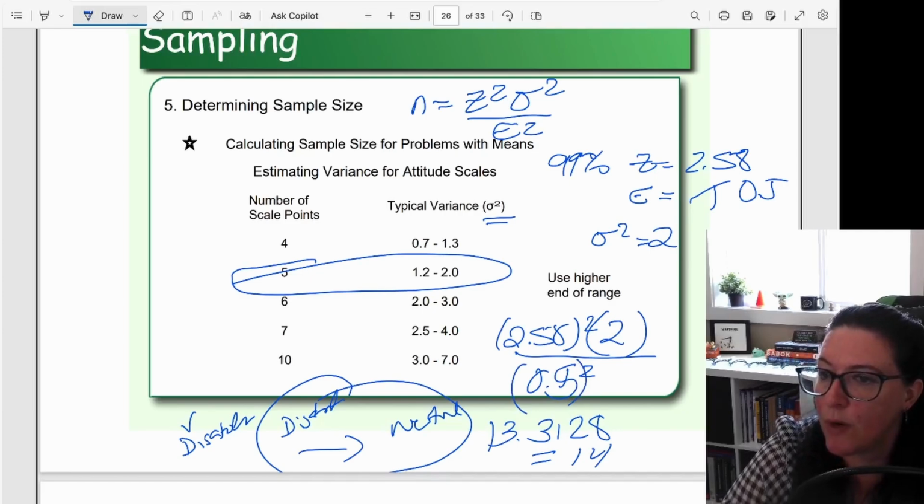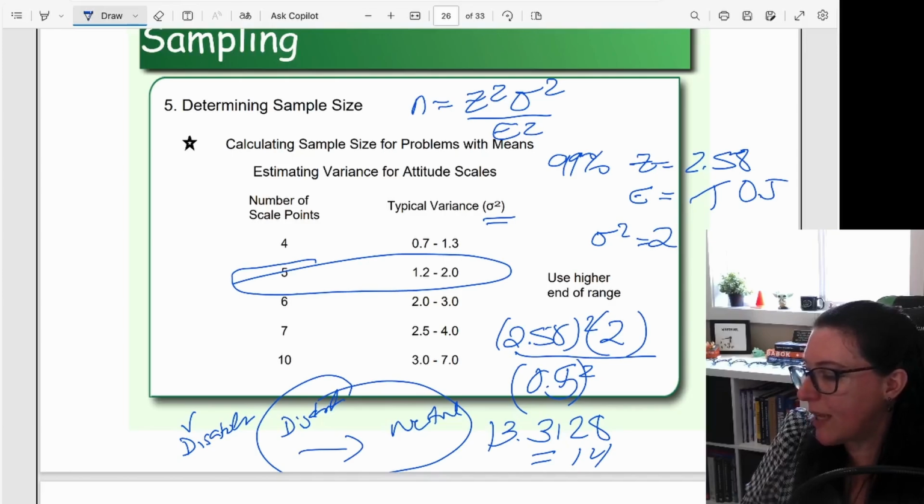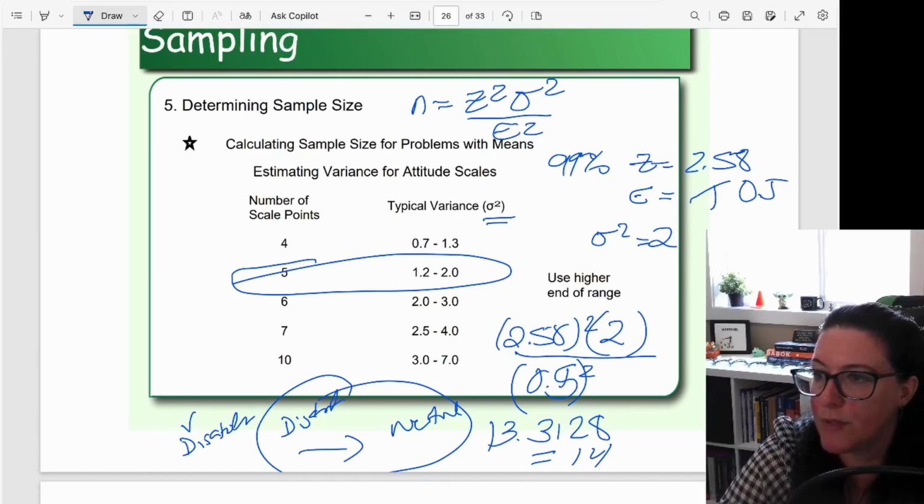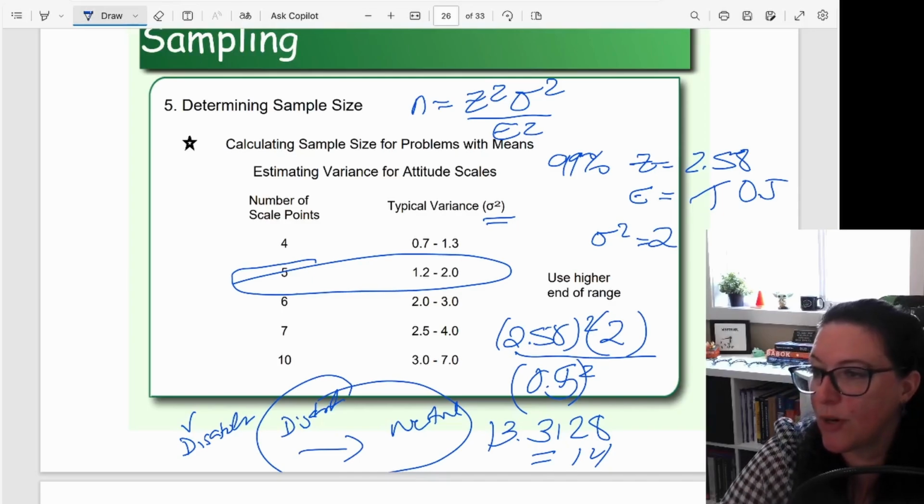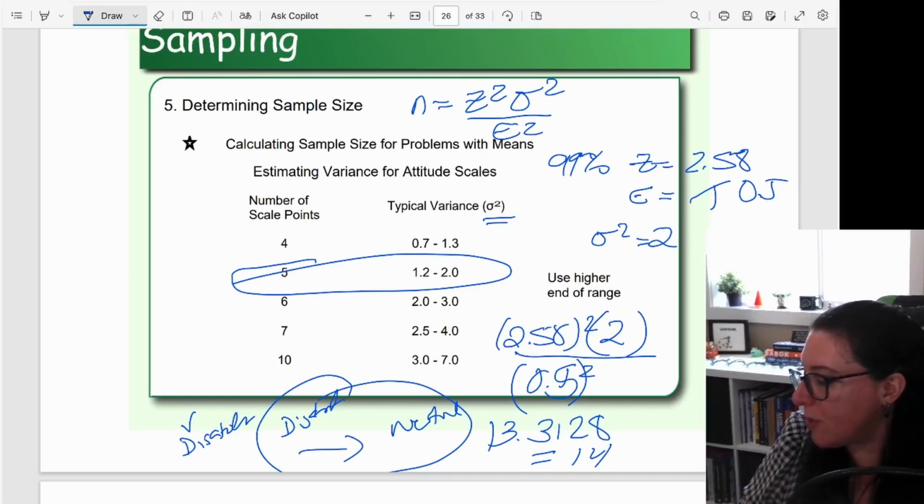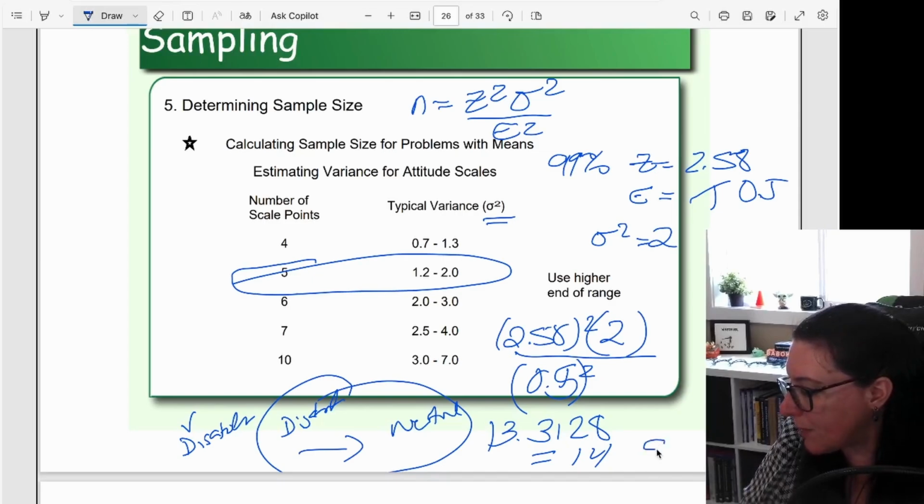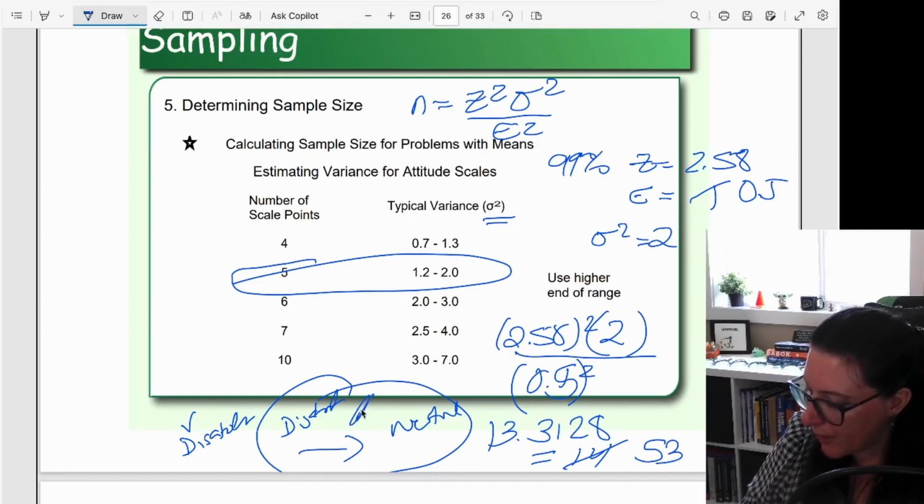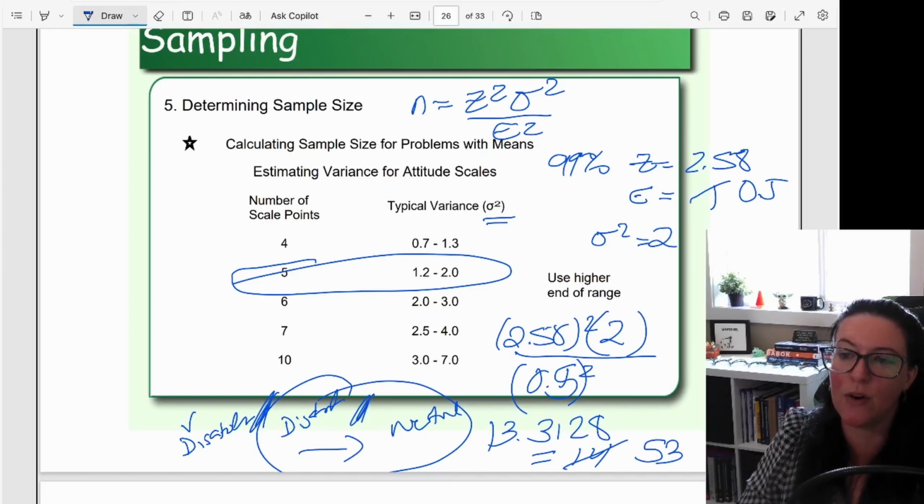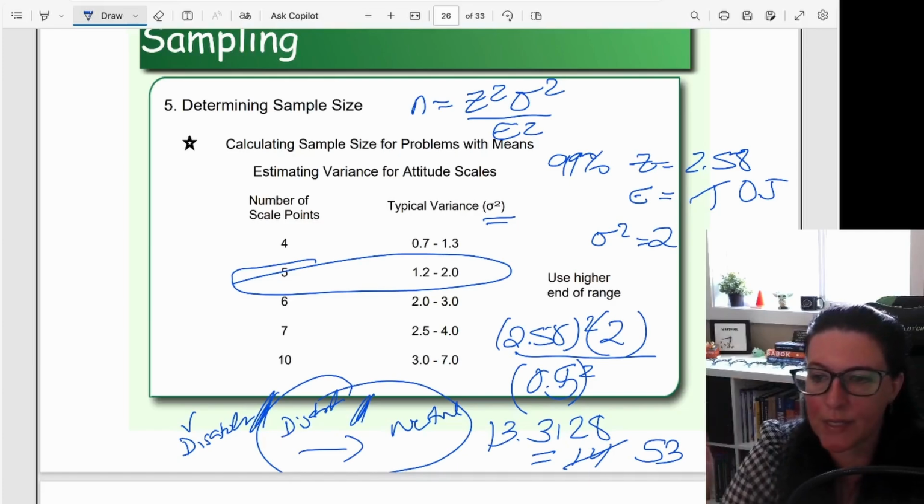Okay. So then we're going to divide what we just calculated, because that was for 1, by 0.5 squared. Well, what is 0.5 times 0.5? That's 0.25. So we're going to essentially take that 13.3128 divided by 0.25. You'll notice now, instead of 14, we're looking at a sample size of 53. So by changing that sampling error to be smaller so we don't quite make it to the next part of the scale, we have a big increase in the sample size.